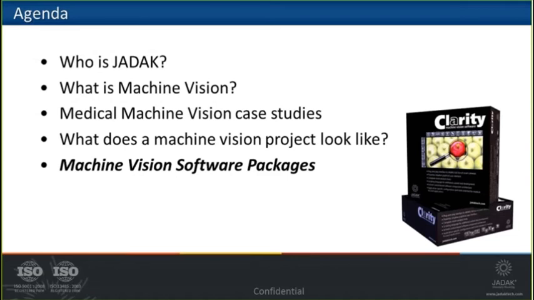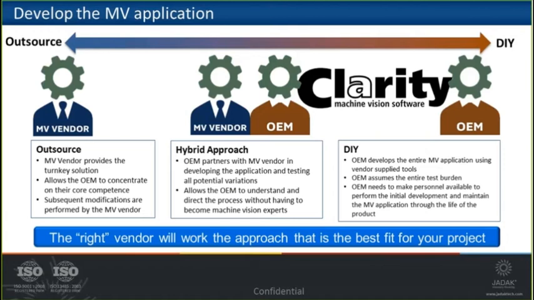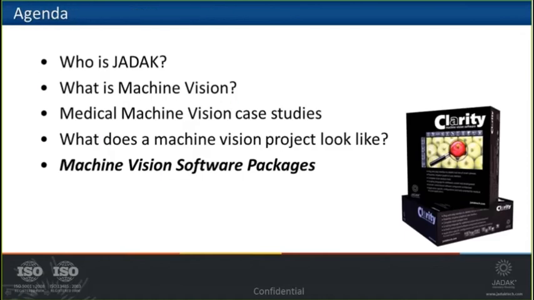Okay, so that's really the overview of a machine vision project and what it looks like. Now I'm going to talk about machine vision software packages. If you think back to the spectrum we talked about, back to this graphic again, we're seeing customers ask more and more that they want to do part of it, but they need a little bit of help. And these machine vision software packages, this is an example of JADAK's package.